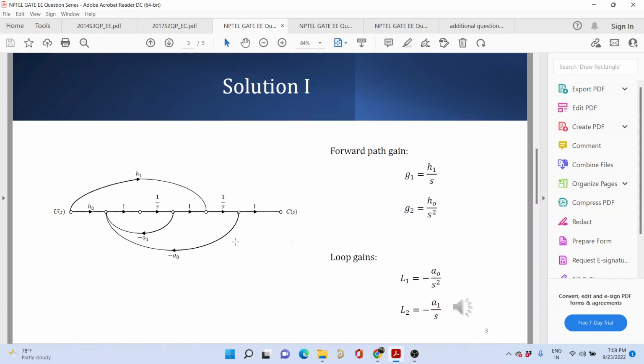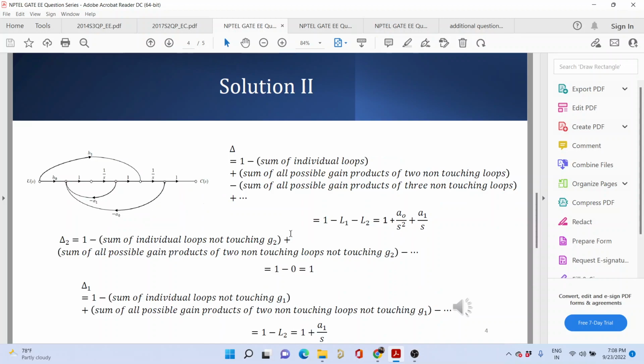After you have jotted down whatever forward path gain and loop gains that you have, you go to the next step, in which you find the delta term, which I have defined previously also. I have written the definition here also. That is 1 minus sum of individual loop gains plus sum of all possible gain products of two non-touching loops. Now you see the two loops that we have over here are not non-touching, so these terms become equal to 0. What I am left with is 1 minus L1 minus L2.